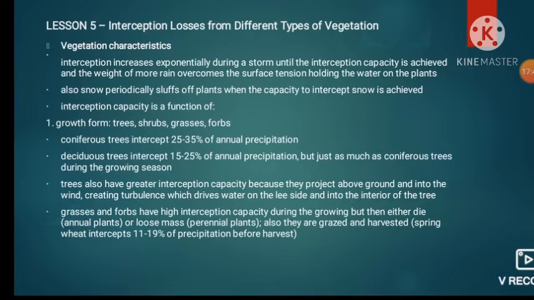Grasses and forbs have high interception capacity during the growing season, but then either die, as annual plants, or lose mass, as perennial plants. Also, they are grazed and harvested. Spring wheat intercepts 11 to 19% of precipitation before harvest.